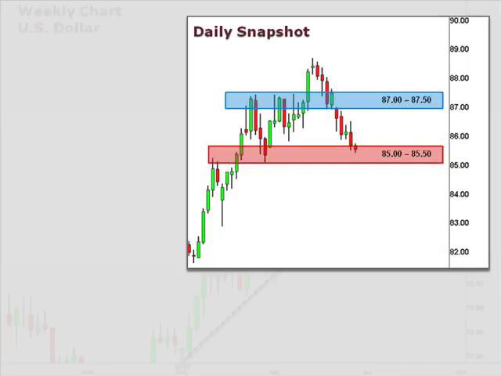Let's take a quick look at a daily snapshot of the US dollar index. Now we can see here that the dollar index is testing the upper range of our 84.85 support, suggesting that we should see some consolidation and possible retracement to the upside this week.